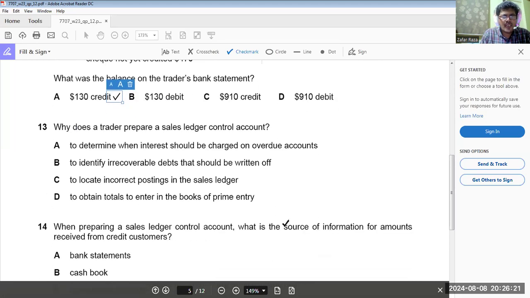Now, why does a trader prepare a sale ledger control account? To determine when interest should be charged on overdue accounts.